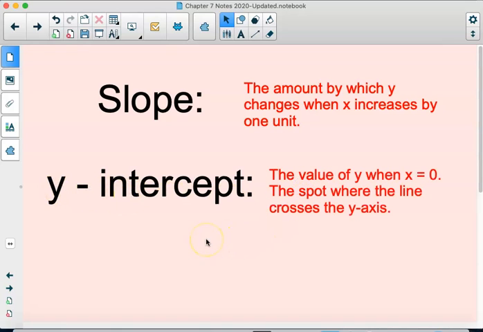Y-intercept. So y-intercept is the value of our y number when the x number is a 0. Basically, it's the spot where the line crosses the y-axis. Okay, that's what a y-intercept is. So the value of y when x equals 0, and it's basically the spot where the line crosses the y-axis.